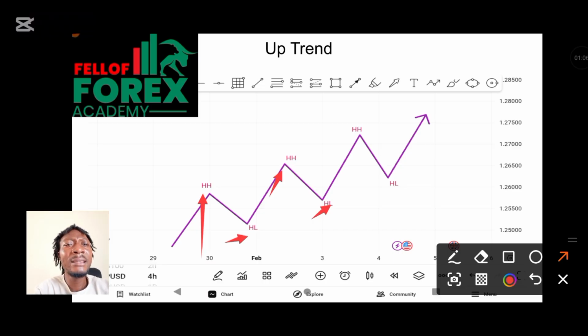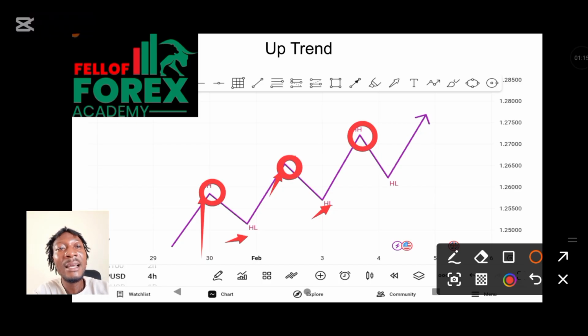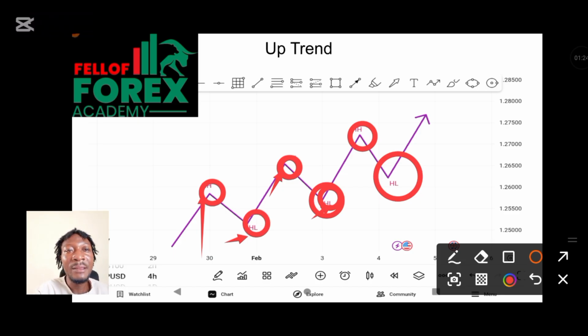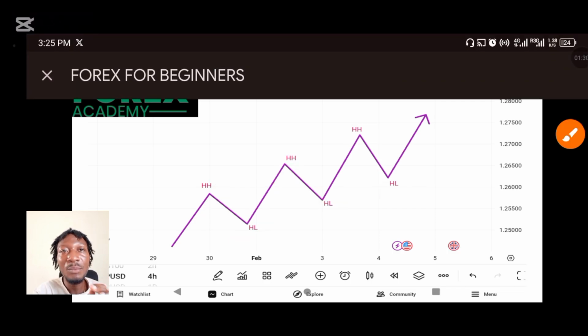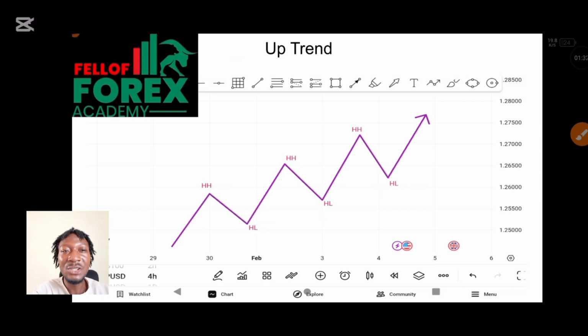Now, how do we get this point? It's simple. If you look closely, you realize that this high is higher than this high, while this high is higher than this high, and this low is higher than this low, while this low is higher than this low. That's what we mean by higher highs and higher lows. And this is simply how the market moves. It moves in ranges, higher highs and higher lows in an uptrend.